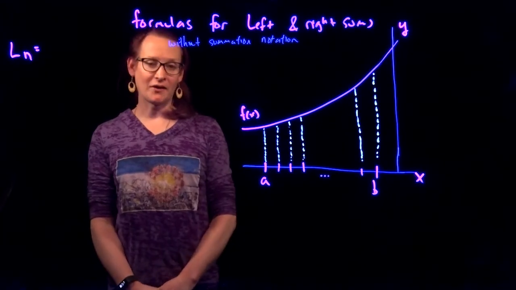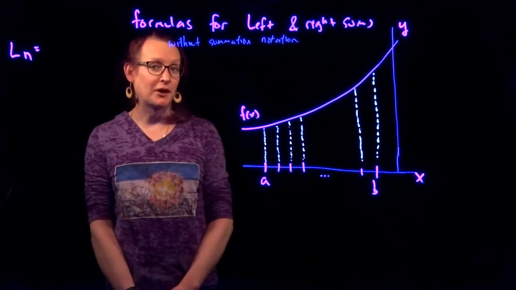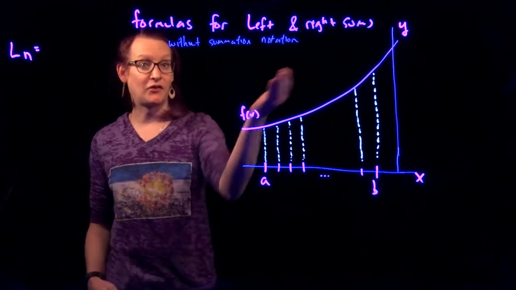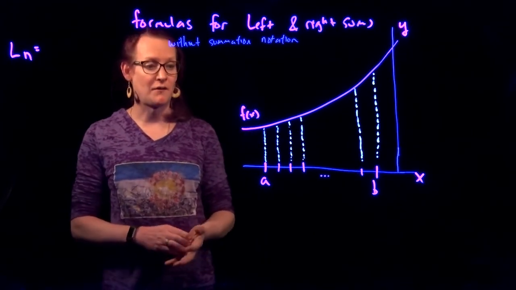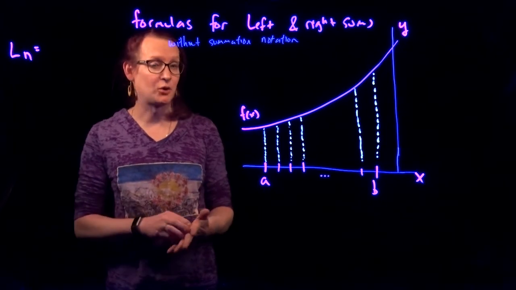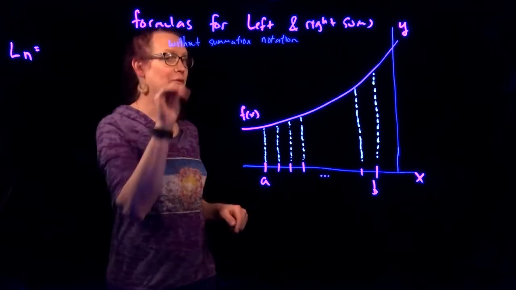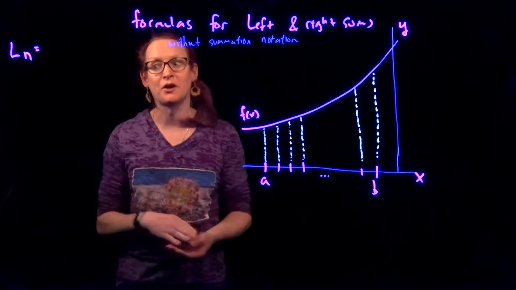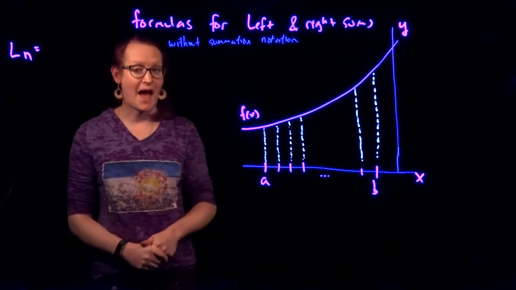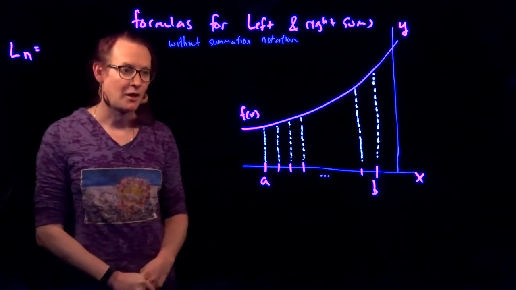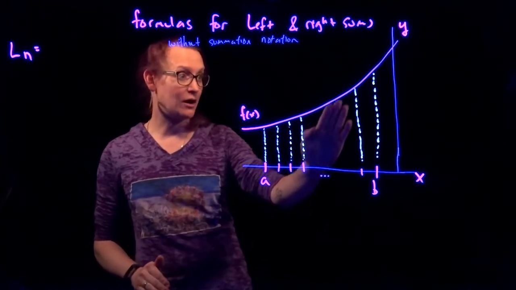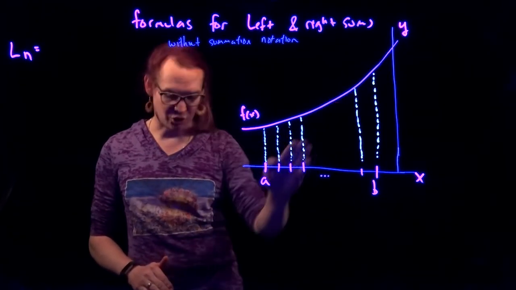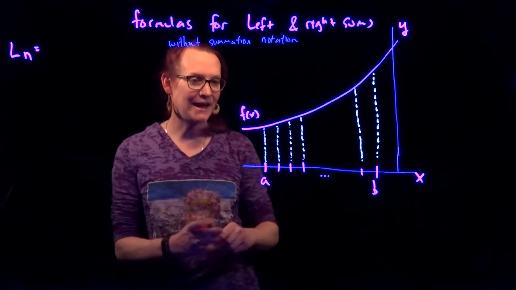Hi, I'd like to talk with you about the formulas for left and right sums, for Riemann sums. This is in the world of the building blocks for definite integration. And I'm going to do this video without summation notation, and then we can work on summation notation for this at another time. Okay, so our goal is to approximate the area underneath this curve between A and B.